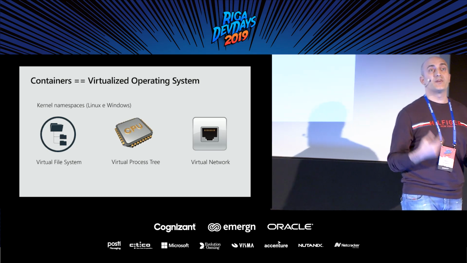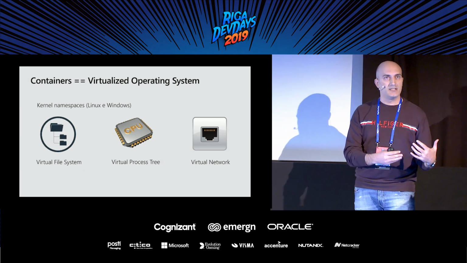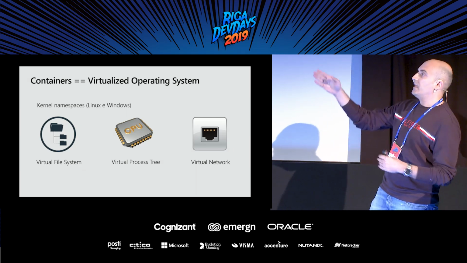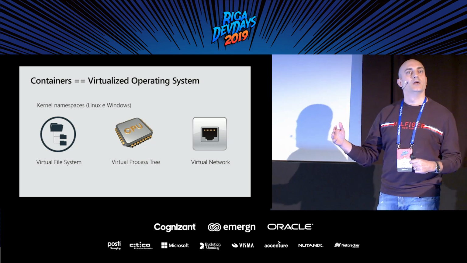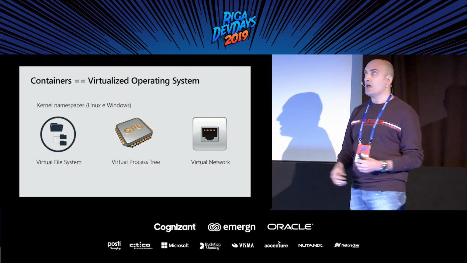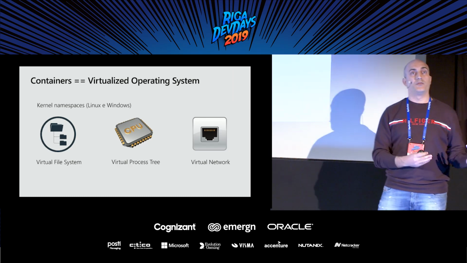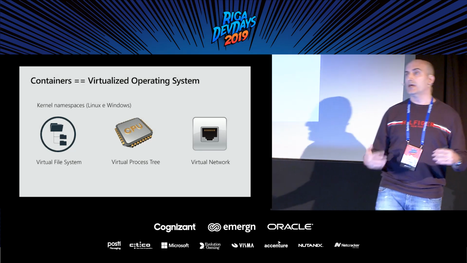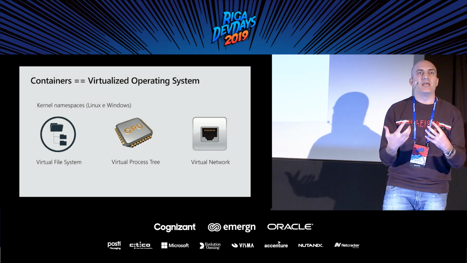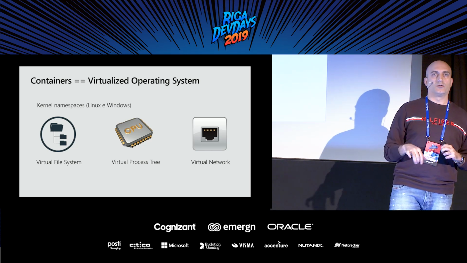Or better said, they virtualize the kernel of the operating system, which means that any process running in a container sits in its own virtual file system, process tree, virtual network, and so forth. All right, so they are isolated. Obviously, since we virtualize an operating system, we have to make a choice up front. We need to decide whether we want to virtualize Linux or Windows. And this is basically the meaning of Linux containers or Windows containers.